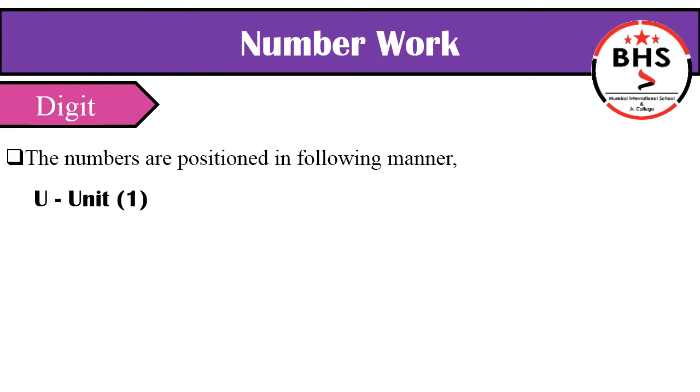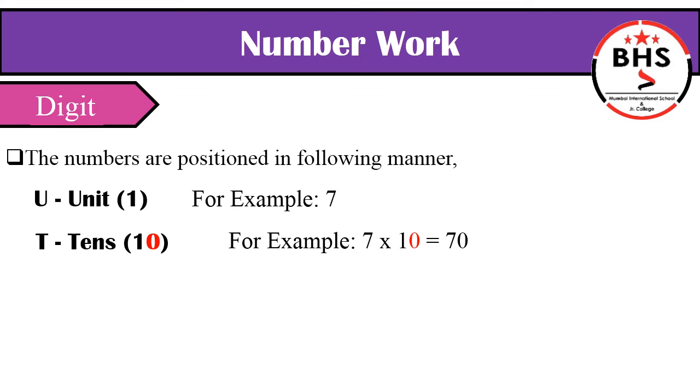U for unit. Children, unit means one single number or 1-digit number. For example, 7. T for tens. Children, tens is 10 times greater than unit, so it has 1 0. For example, when 7 is 10 times greater, it becomes 70. For tens, 1 0 gets added with the number which is there on the tens place.